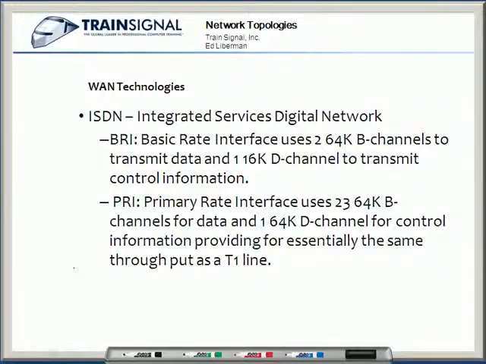information about the transmission. And primary rate ISDN uses a total of 24 64K channels, 23 of them as B channels for data and one D channel for control information, but essentially giving the same throughput as a T1 line, right? Because a T1 line is 24 64K channels.